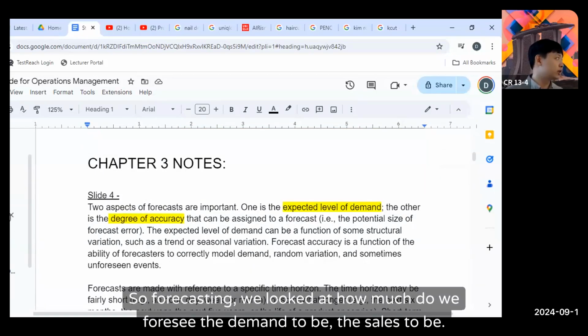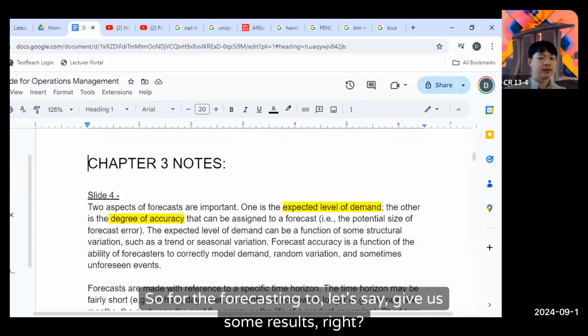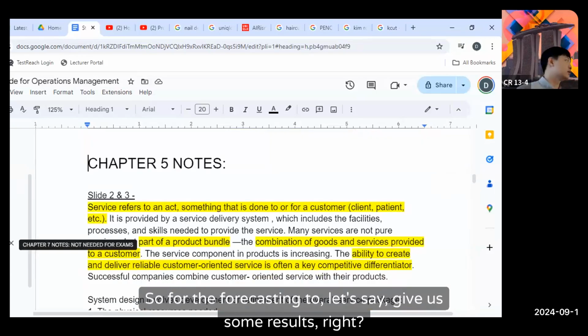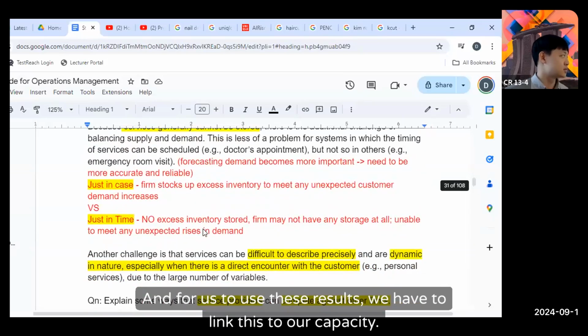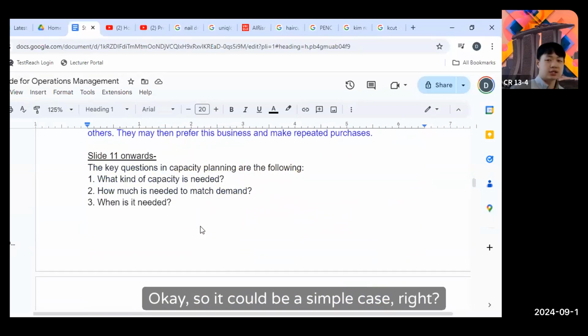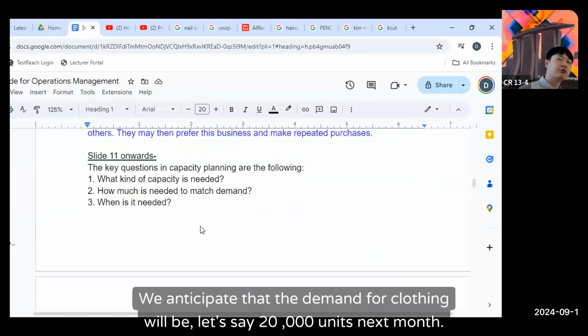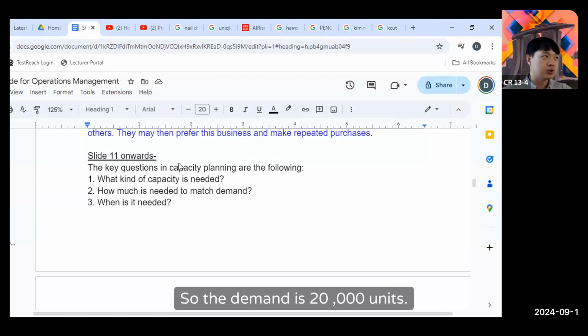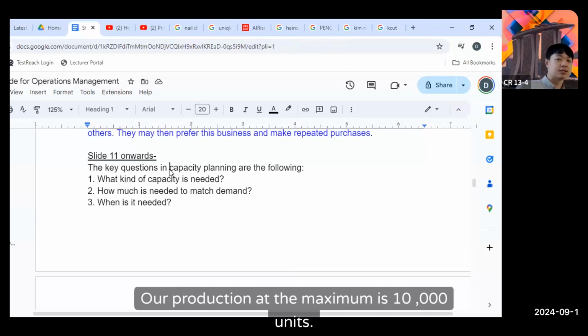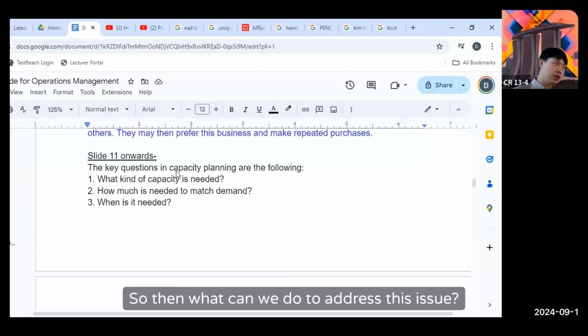In forecasting, we looked at how much we foresee the demand to be, the sales to be. So for the forecasting to give us some results, and for us to use these results, we have to link this to our capacity. It could be a simple case. We anticipate that the demand for clothing could be, let's say, 20,000 units next month, but we can only produce 10,000 units. A straightforward one. So the demand is 20,000 units. Our production at the maximum is 10,000 units. So then what can we do to address this issue?